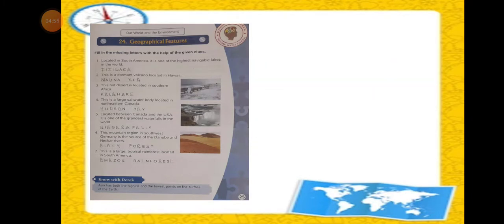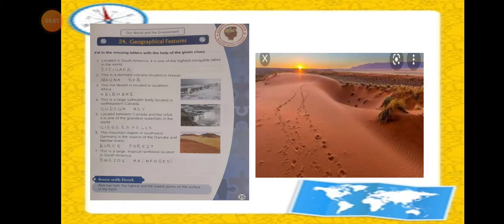Next, number 3. This hot desert is located in southern Africa. So this is Kalahari. You can see the picture out here. This is actually a desert land, and it is very very hot, and it is actually located in southern Africa. So this is Kalahari Desert. You can see the picture of the Kalahari Desert out here.